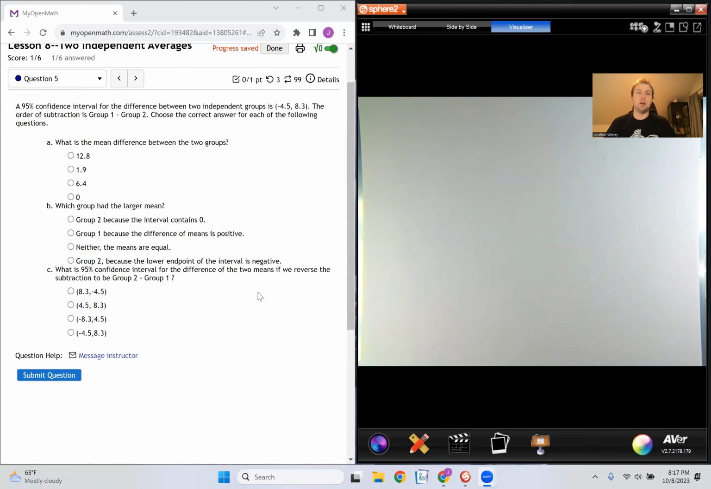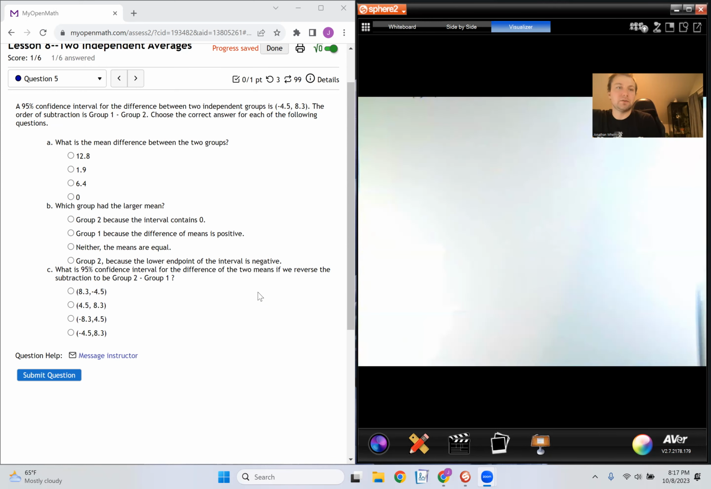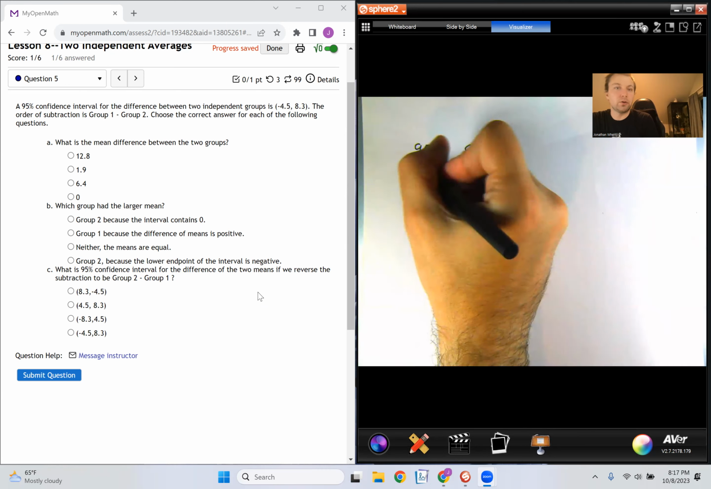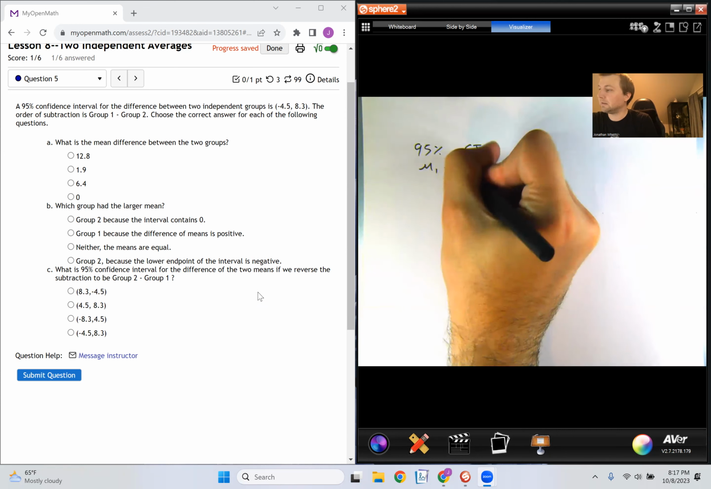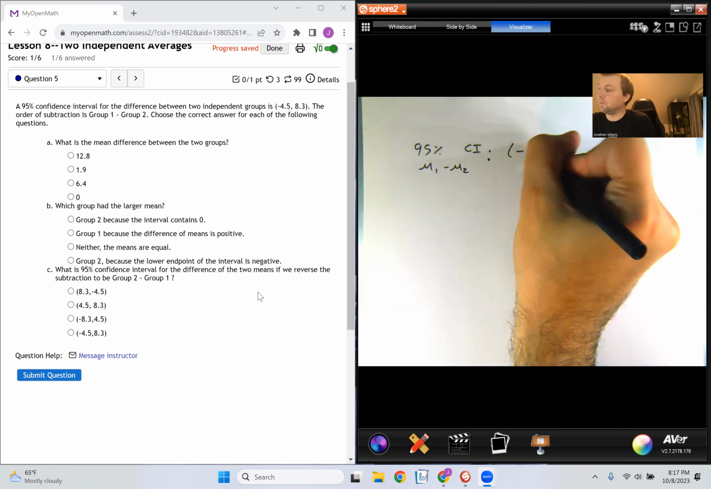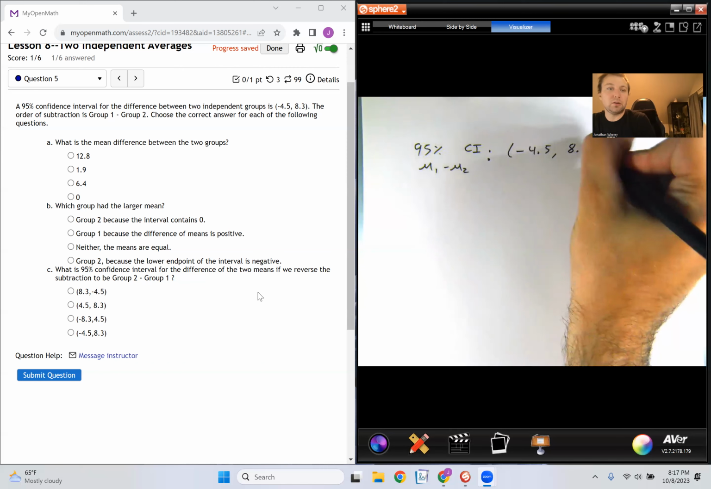This is an example of a confidence interval for two independent averages. It's a conceptual problem, but I still wanted to take a quick look at it. There is a 95% confidence interval, and they did this for group 1 minus group 2. So average for 1 minus the average for 2. And they got an interval of negative 4.5 to 8.3.